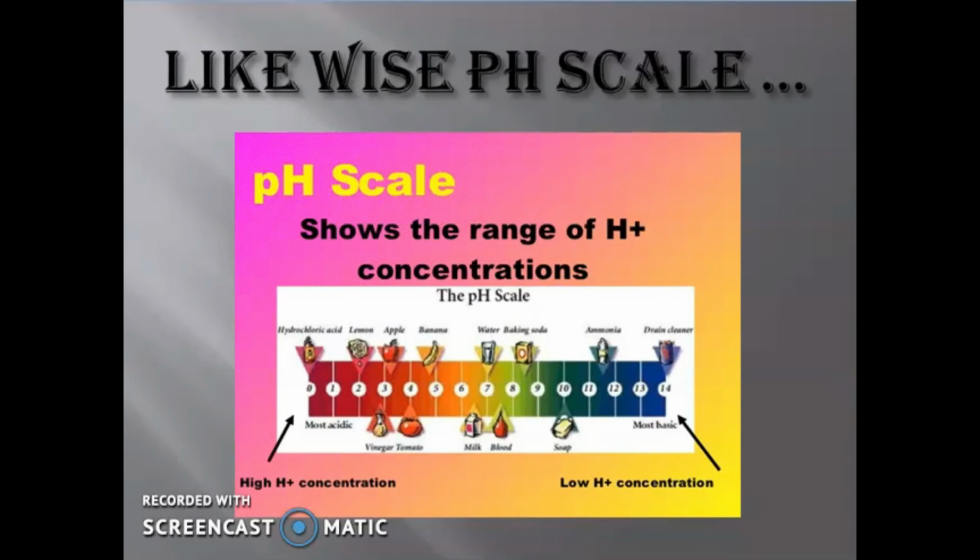Likewise, as I said earlier, the pH scale shows the ranges of hydrogen ion concentration. In this figure, the hydrogen ion concentration goes from most acidic to most basic. For example, a higher concentration of H plus ion starts from HCl, lemon, and also includes certain plants at particular pH ranges, while a low concentration starts from pH 8 to 14, which includes baking soda, ammonia, and drain cleaner, while distilled water is at pH 7.